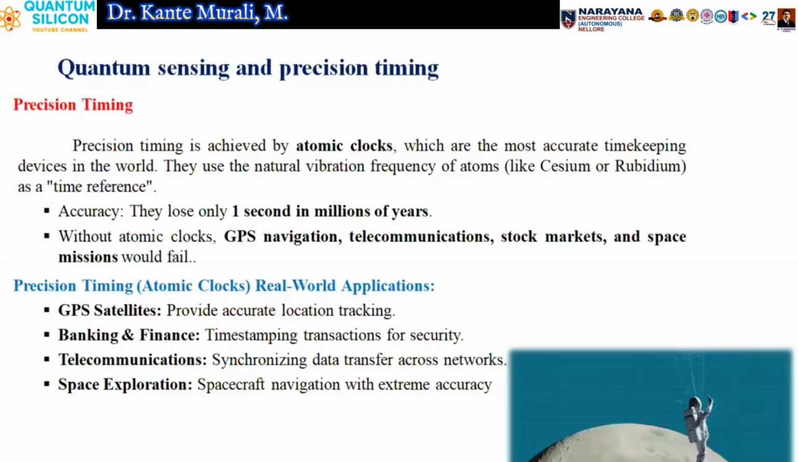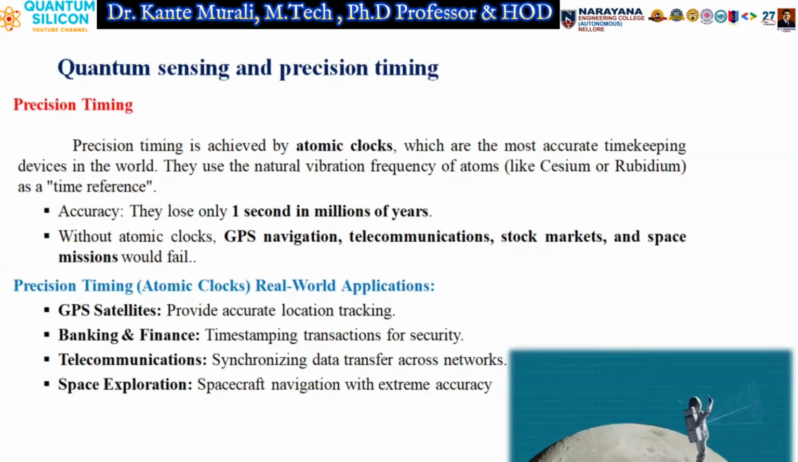Let us see precision timing. As I keep talking about precision, see the accuracy: atomic clocks are off by only 1 second in millions of years. Clocks, GPS navigation, telecommunication, the stock market would fail without them. You can make use of atomic clocks for accurate location tracking, banking and finance, time stamping, and transactions for security. In telecommunication, they must synchronize data transfer across networks and space, and otherwise there may be huge financial loss.